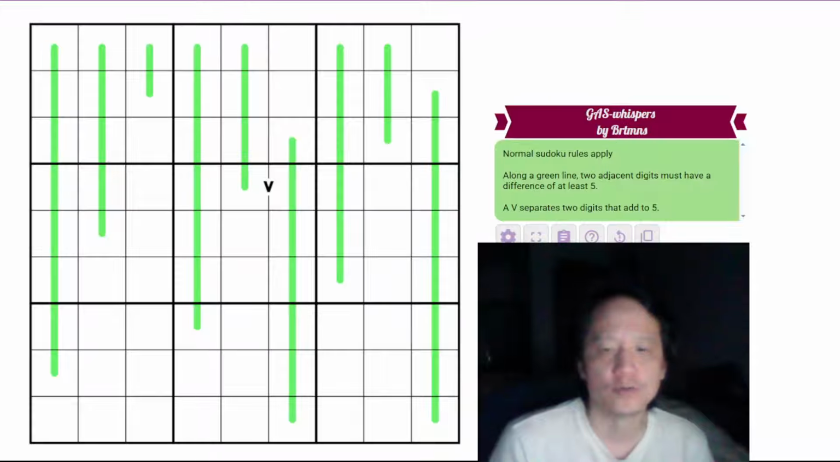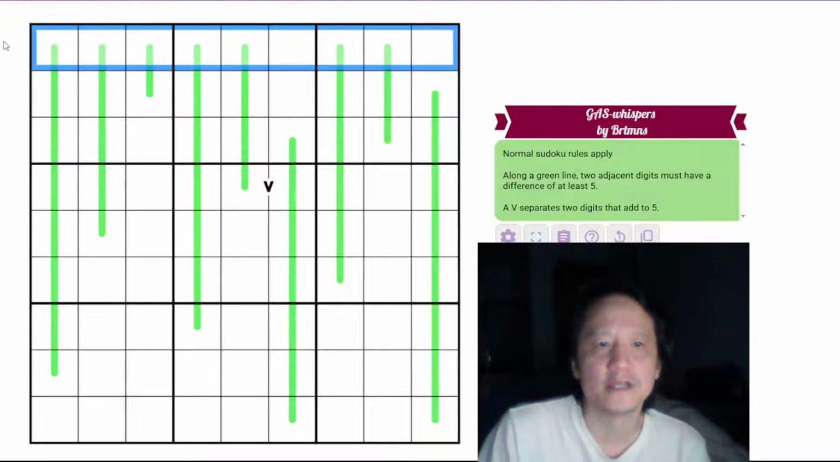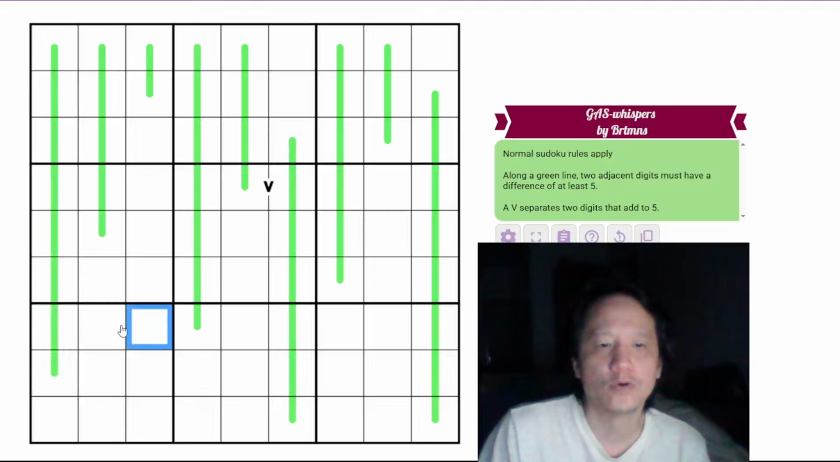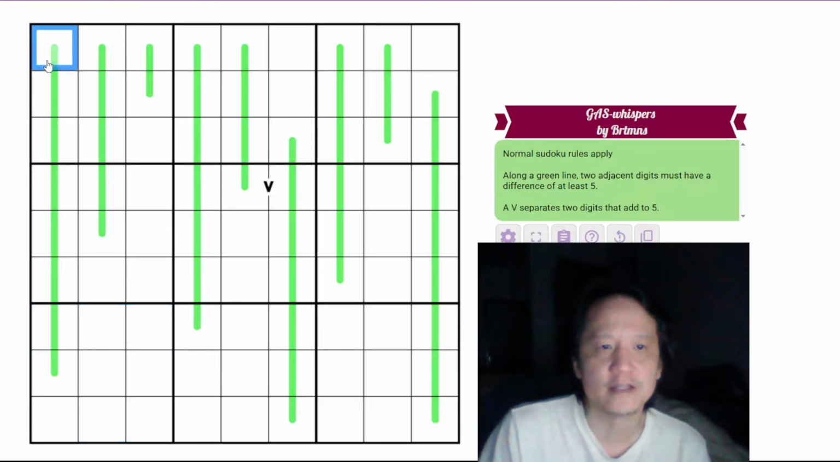And here are the rules. Normal Sudoku rules apply, which means in every cell in the grid, place a single digit from 1 through 9 such that there are no repeats in any row, column, or designated 9-cell region, which in this case is a box. Along a green line, two adjacent digits must have a difference of at least 5.